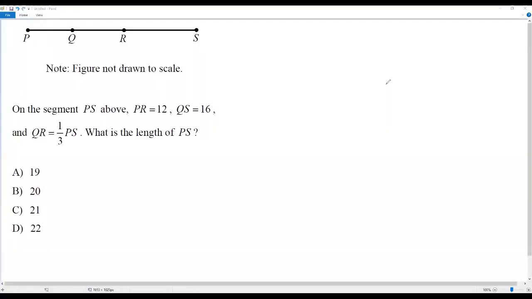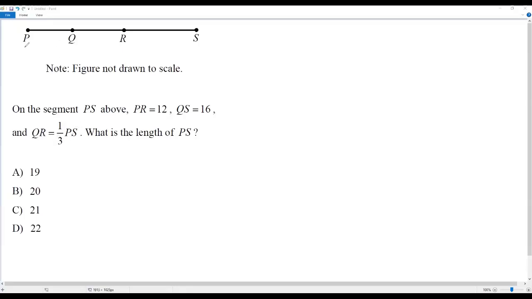Here we have a problem on lines. Okay, let's go with the question. There is a line segment given over here, and there is information on the segment PS above. PR equals 12, QS equals 16, and QR equals 1/3 of PS. What is the length of PS?